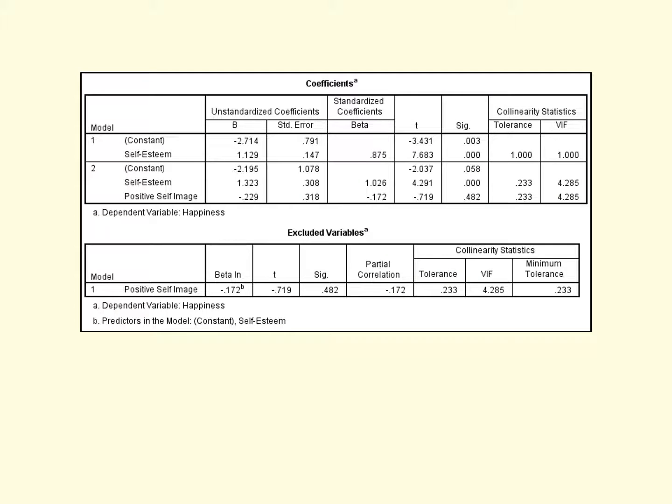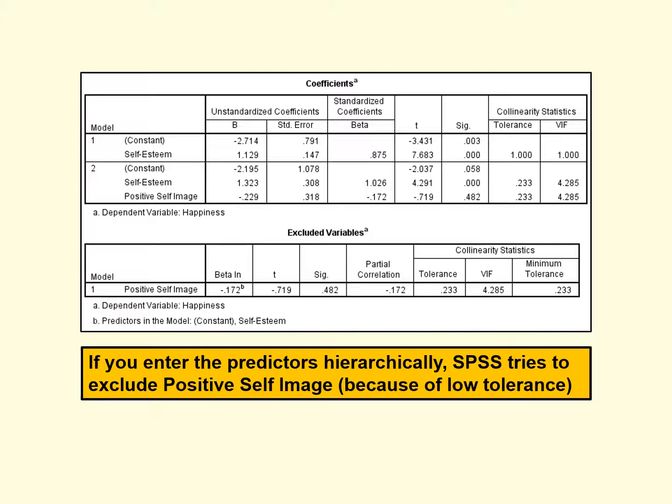Now, I said before that you would probably do this analysis as a simultaneous multiple regression, but if for some reason you did a hierarchical multiple regression, that is, entering one predictor variable in one step and then the next in the next step, you would see in the output a table called excluded variables. And if you look at this table, you can see that what SPSS is doing is suggesting that you exclude positive self-image because of its high VIF and its low tolerance with the other predictor variable, self-esteem, which is already in the model. So it's giving you this hint like, hey, these variables have high multicollinearity. We should probably want to get rid of one of them.